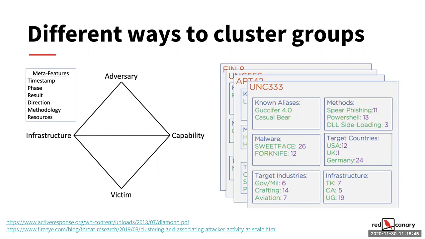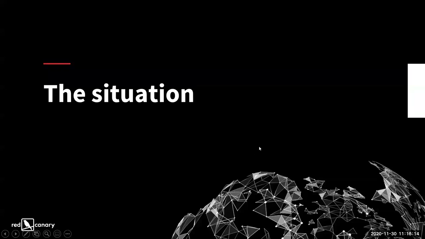The key here is that there are lots of different ways to cluster groups. I don't think there's only one right way, but a good place to start if you're trying to figure that out, look at what others have done. Look at the Diamond Model, for example. Maybe you say, like my team, we have a ton of endpoint visibility, and so we're going to be really heavy on the capability side. Maybe you choose to formally use the Diamond Model or another method. Maybe you decide to more casually cluster groups. Lots of ways to do it throughout the community. So with that background, let's talk through the situation that we find ourselves in.